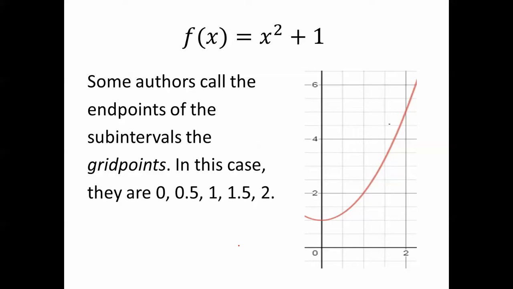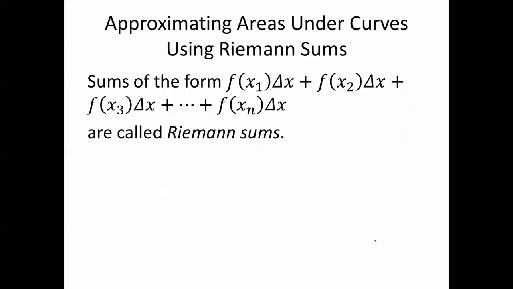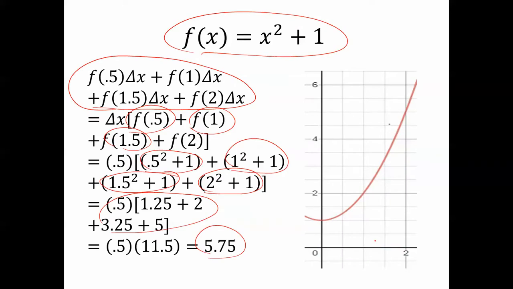Some authors call the endpoints of the subinterval the grid points. In this case, they'd be 0, 0.5, 1, 1.5, and 2. Those would be the grid points. Sums of this form, f(x1) delta x + ... + f(xn) delta x, are what we call Riemann sums. So this sum, for example, would be a Riemann sum.